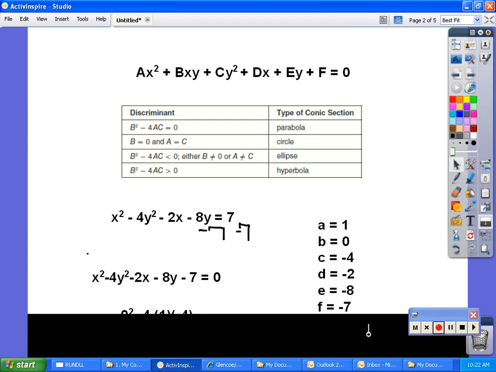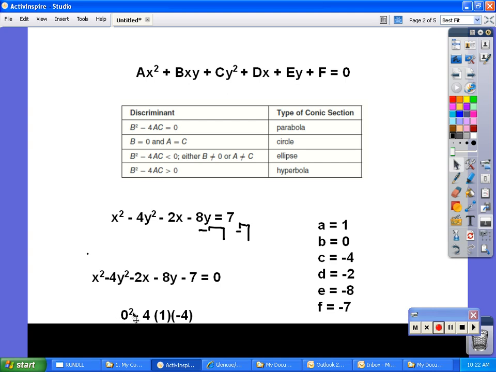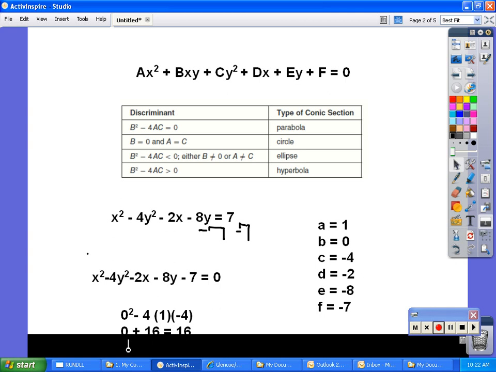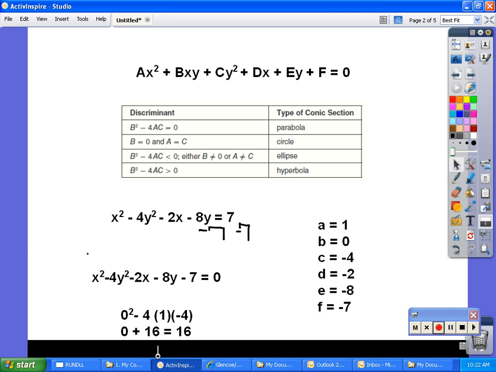Then I'm going to look, and if I notice b equals 0, this stands out to me. Well, I have b equals 0. Okay, well, let's read the rest of it. A equals c. My a does not equal my c, so therefore it couldn't be a circle. So I'm going to continue finding the value of the discriminant. So b squared would be 0 squared minus 4 times 1 for the a times negative 4, which is my c. 0 squared is 0. Negative 4 times 1 is negative 4, times negative 4 is positive 16. 0 plus 16 is 16.